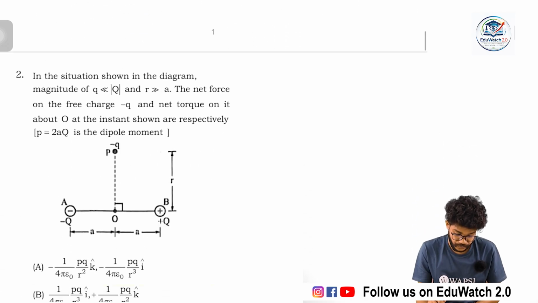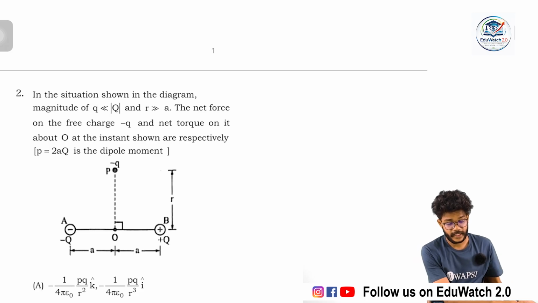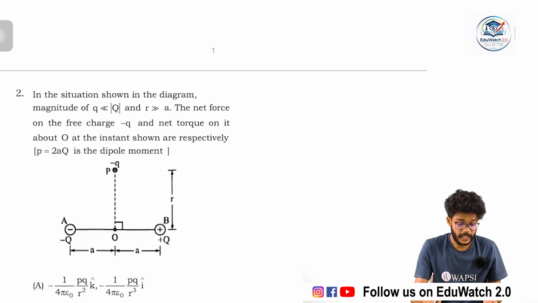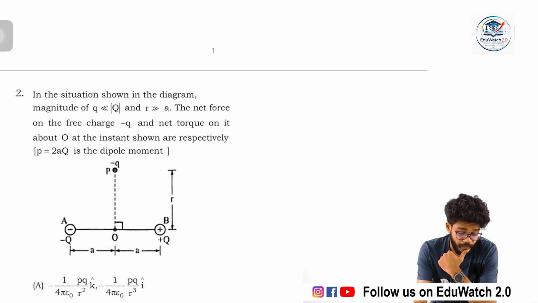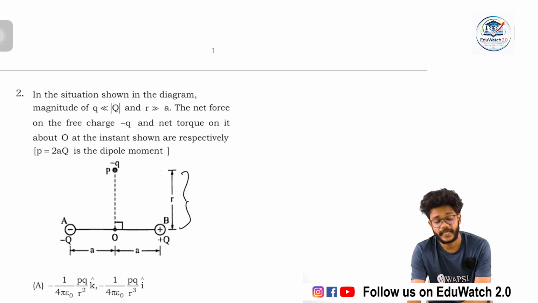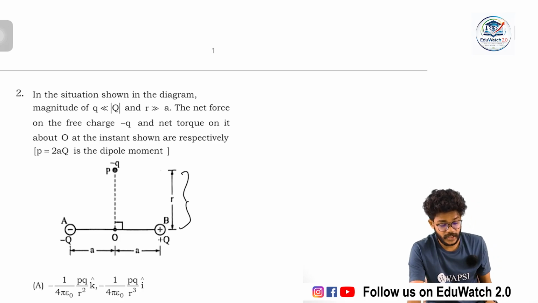So we can move to the second question. Carefully observe the diagram. The magnitude of small q is very much less than the magnitude of the large q, and r is the distance between minus q and the center point of the dipole. r is very much greater than the dipole size, that means the minus q is placed very far away from the dipole, in the perpendicular direction. The net force on the free charge minus q and the net torque on it about O at the instant shown are respectively.